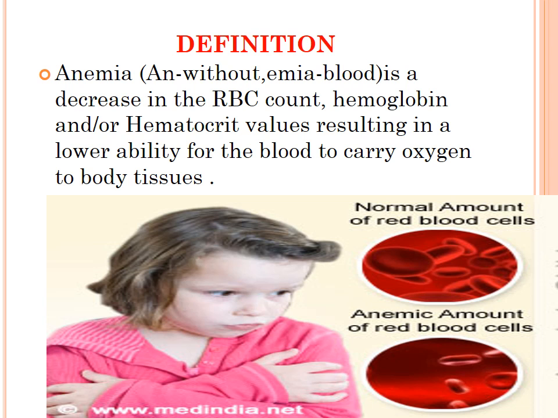Now you can see from the diagram, in first diagram there is normal amount of red blood cells in blood, and in second diagram there is anemic amount of red blood cells, or we can say less or decreased amount of red blood cells in blood.